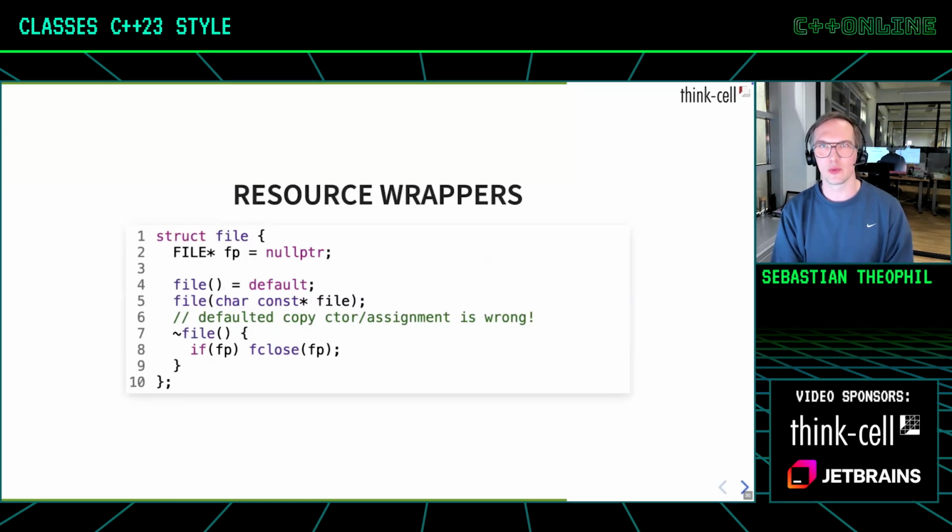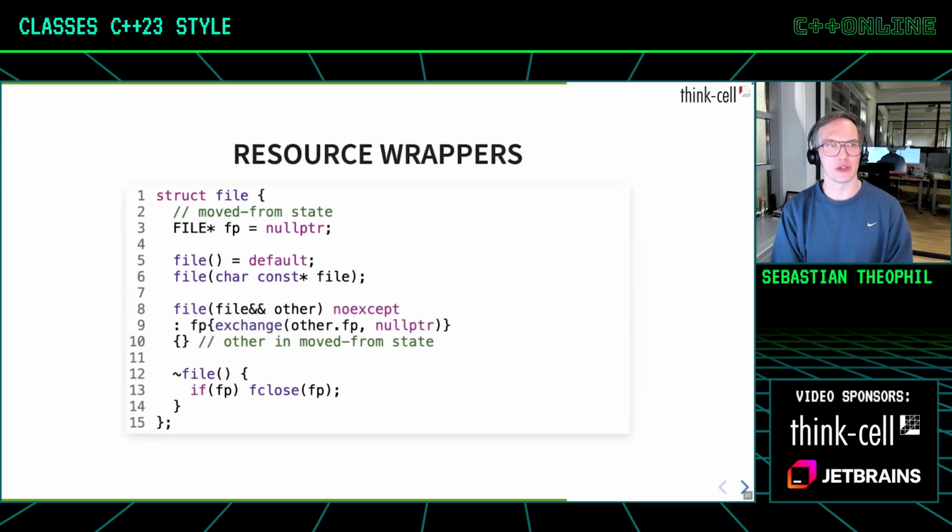And it's not quite correct the way it is written now, although it would compile, unfortunately. So it's default constructible. That's fine. The file pointer will be null. It has a constructor to open the file, probably from that char pointer. But this type will automatically generate a copy constructor and copy assignment, which will just copy the file pointer. And that's wrong, of course. That's a resource that we have to manage.